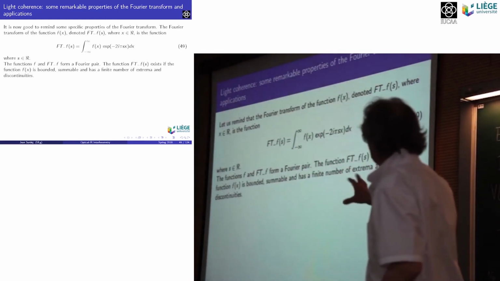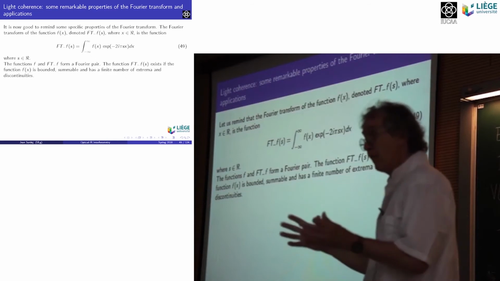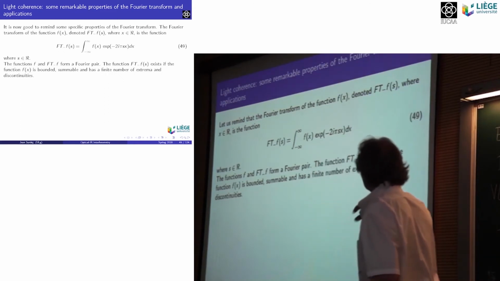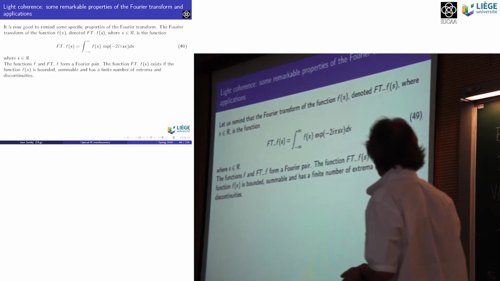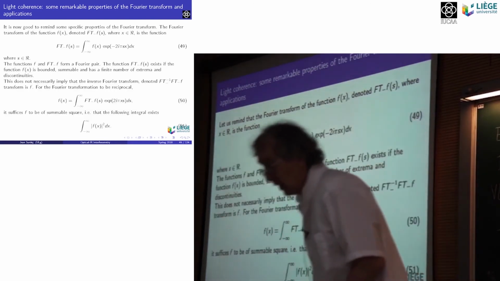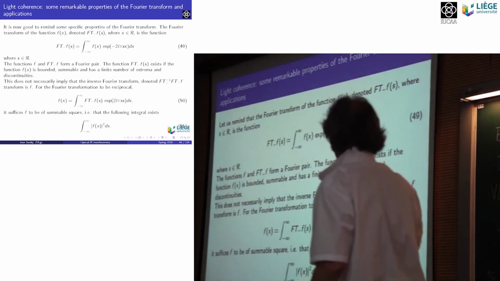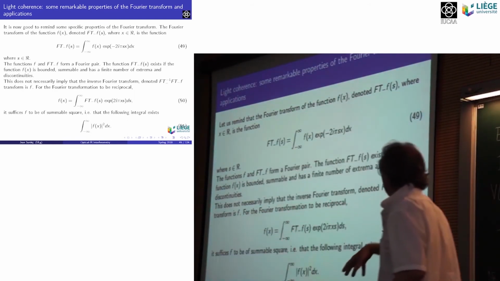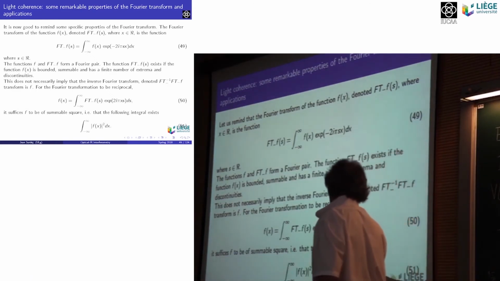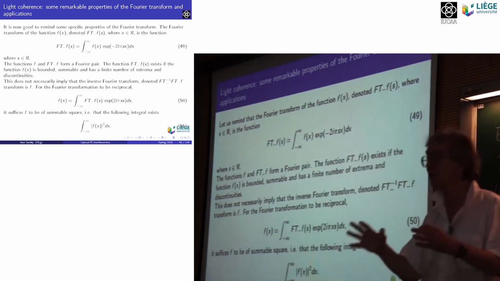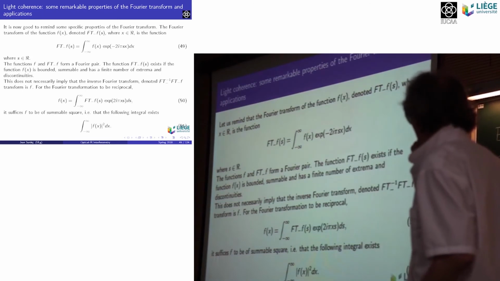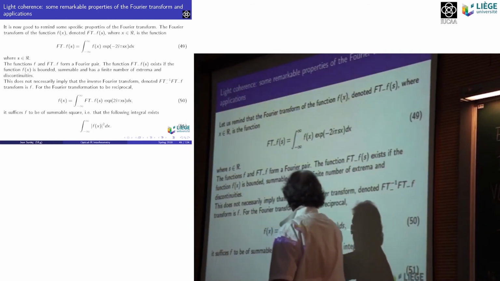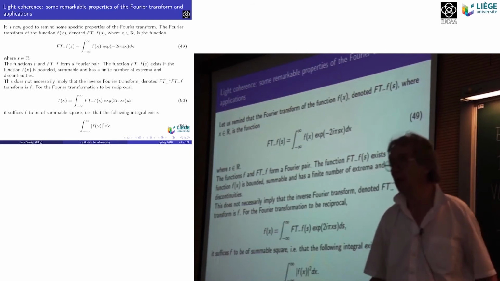Now the original function and its Fourier transform form a Fourier pair. The Fourier transform of that function exists if the function f of x is bounded, summable, and has a finite number of extrema and or discontinuities. Now, this does not necessarily mean that the inverse Fourier transform, denoted FT minus 1 of FT f, will give you f. For it to happen, the following integrals must exist. If it's not bounded, then you cannot recover the inverse Fourier transform. But this is usually the case. So the inverse Fourier transform is just the Fourier transform times this. That's what we have seen there. These are just reminders.